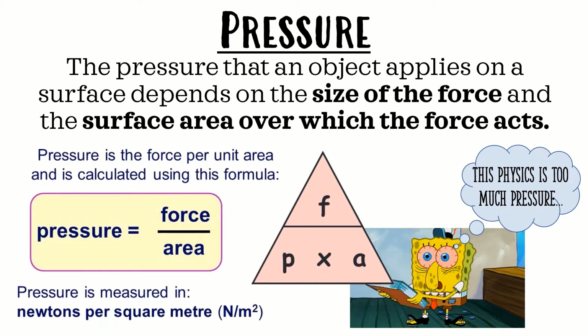We use the formula pressure equals force over area, or force over surface area. The pressure is measured in newtons per square meter, which can also be measured in pascals. The force is measured in newtons and the area must be in square meters before we put it into our formula.